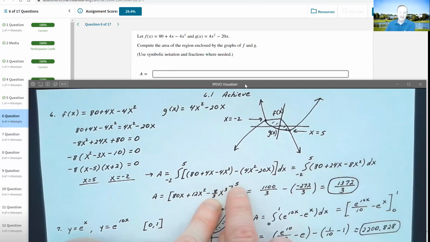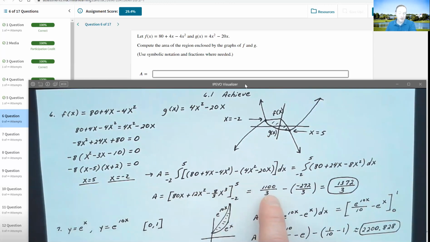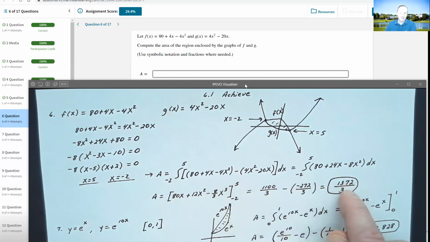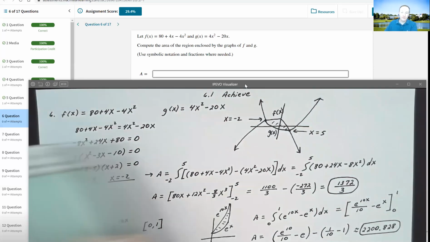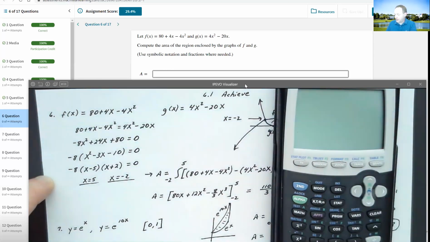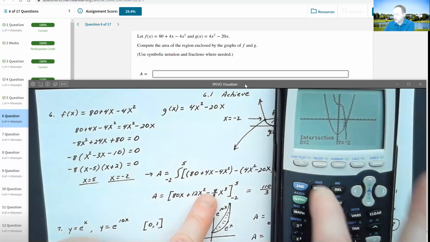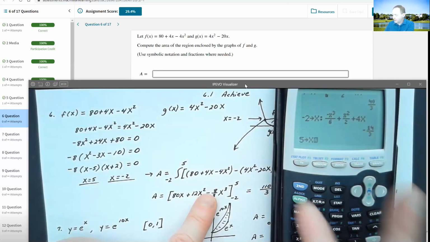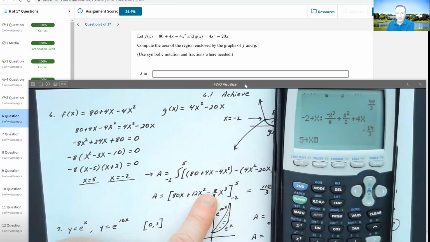So the first thing I did is I plugged a 5 into this expression, and I got my 1,100 divided by 3. Then I plugged a -2 into that expression and got the -272 over 3. Top limit minus the bottom limit gives me 1372 over 3. Now, please do keep in mind, whenever you're entering those in, it's so much easier if you'll just do it this way. 5 store x, and then you do the colon.